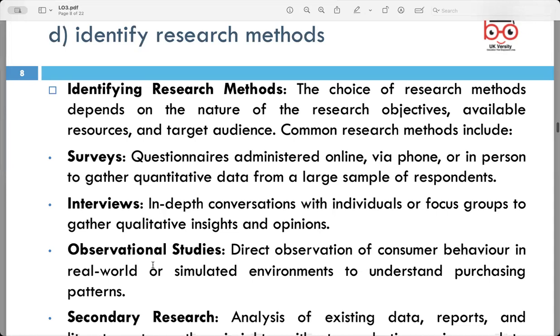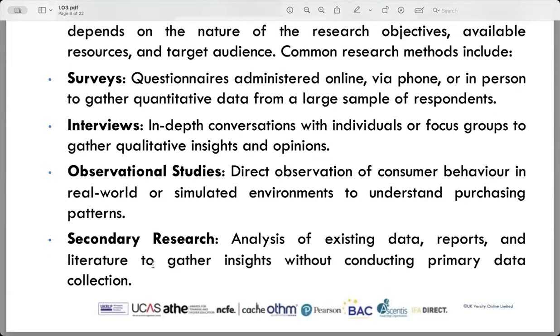Then, observational studies involve directly observing customers' consumer behavior in real world or simulated environments. This method helps in understanding actual purchasing patterns and behaviors. For example, a retailer might conduct an observational study to see how customers interact with products in a store.